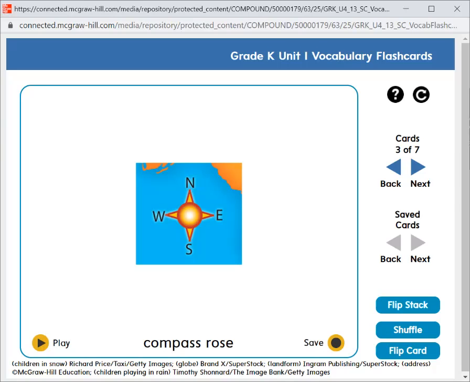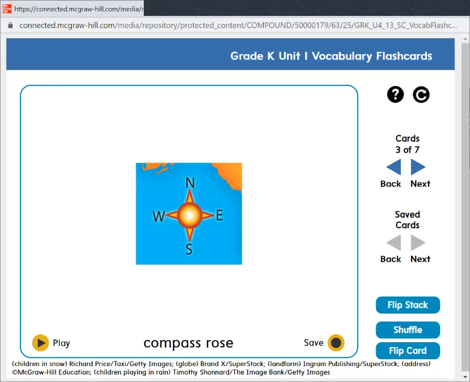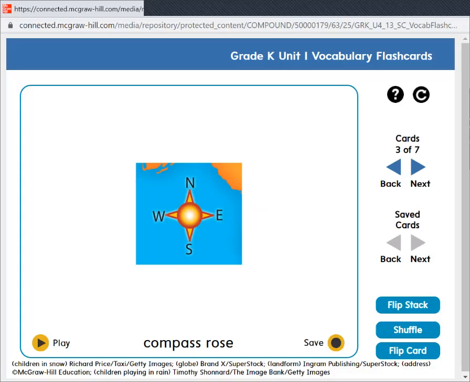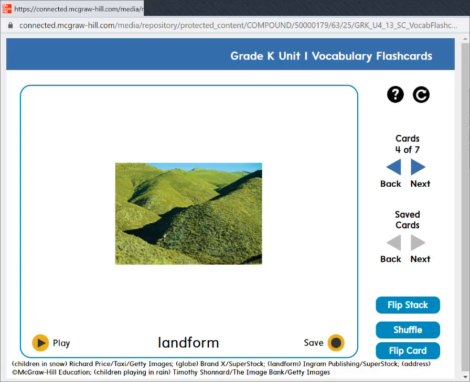And that tells us where things are. So a compass rose shows us directions. And this is what we call a compass rose. Can you say compass rose? So a compass rose is a part of a map that shows the 4 cardinal directions. Remember, the cardinal directions are north, south, east, and west. Cardinal directions.